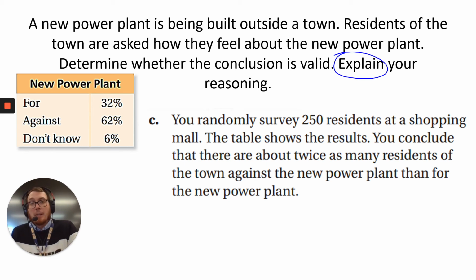But it does appear that significantly more people are against it than for it, about twice as many. So that part is probably true. The shopping mall itself may have an issue if you only go to one area, but you did randomly survey people. So that's a good thing. But there are some issues that you want to make sure you're paying attention to when it comes to this scenario. Of the 3, though, this is the best of the 3 so far. Again, I would probably say to improve this, we should maybe go to other areas than just the shopping mall to get a good cross-section of what our town would be saying.